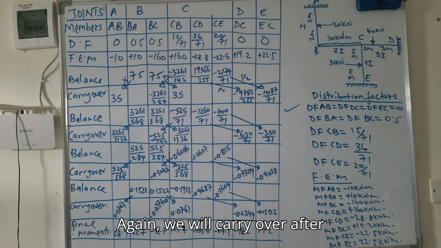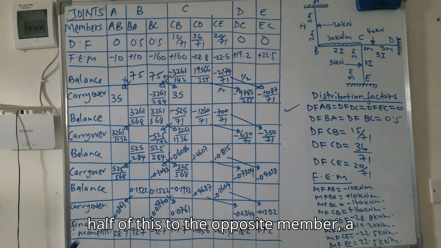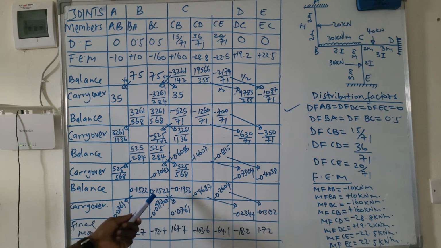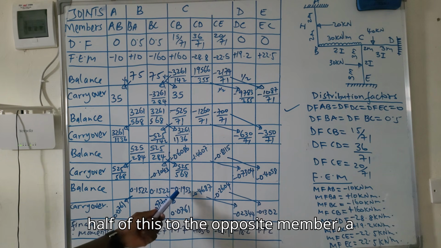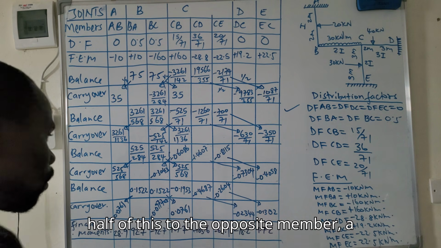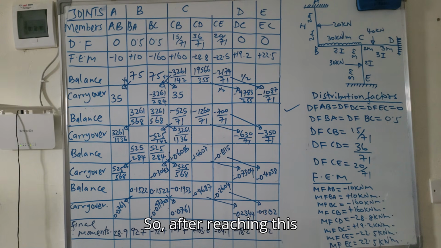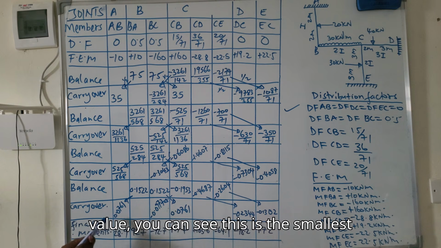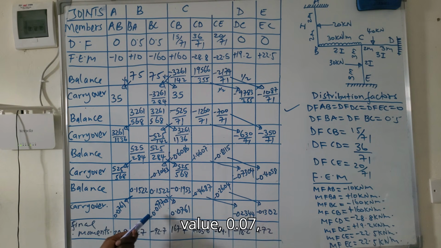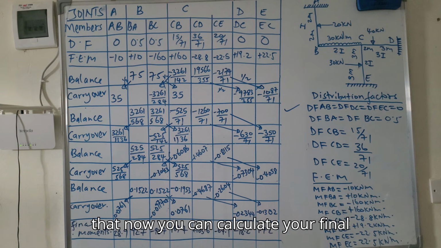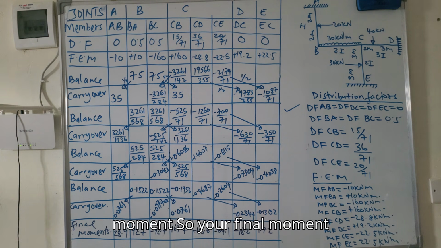Again, you will carry over after every balancing step. So a half of this to the opposite member, and so on for each one. After reaching this value, you can see this is the smallest value, 0.07, 0.09, 0.07, like that. Now you can calculate your final moment.